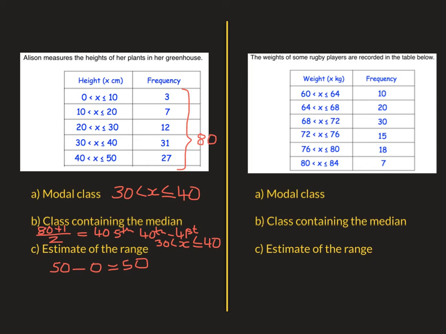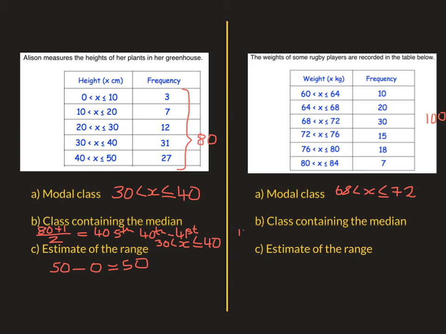For these other ones, the modal class, which class has got the most in? It is 68 to 72, being very careful with my inequality symbols. How many were there? Let's add up those total frequencies to find out how many rugby players were surveyed. And there are 100 people surveyed.